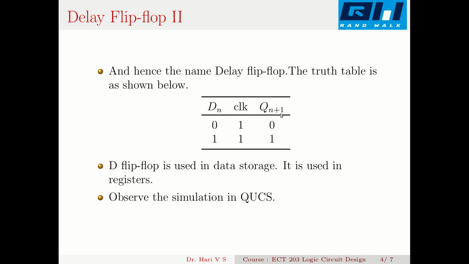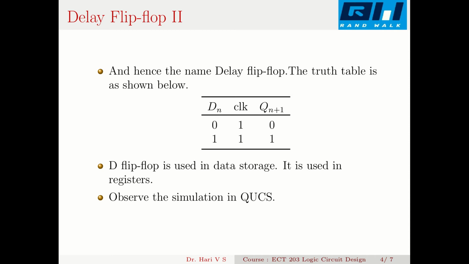So the truth table looks like this. These are for the D input. When D equal to 0 and the clock is active, then Qn plus 1 is Dn, that is 0. With D equal to 1 and the clock equal to 1, Qn plus 1 will be 1. If the clock is inactive, then whatever value was there previously will be retained. So the D flip-flop is used in data storage. It is used in registers. You use D flip-flops for creating registers.